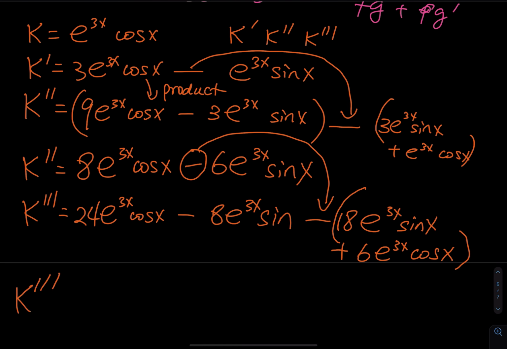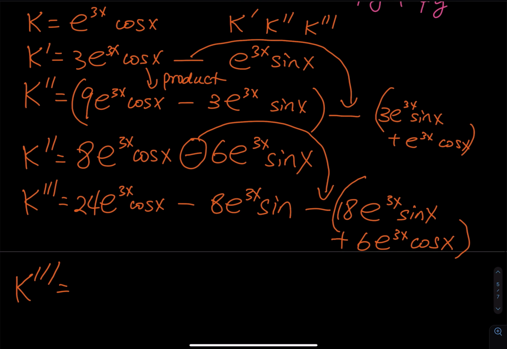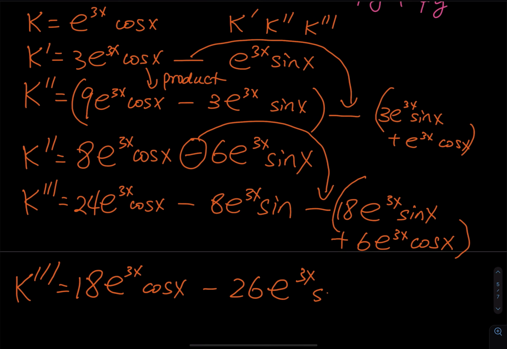So the third derivative, what is that equal to? We have 24 minus 6, that gives you an 18, right? e to the 3x cosine x minus 8 minus 18, negative 26, e to the 3x, and then we have a sine of x. Missed the x in here. Yep, that's it. That's the third derivative.